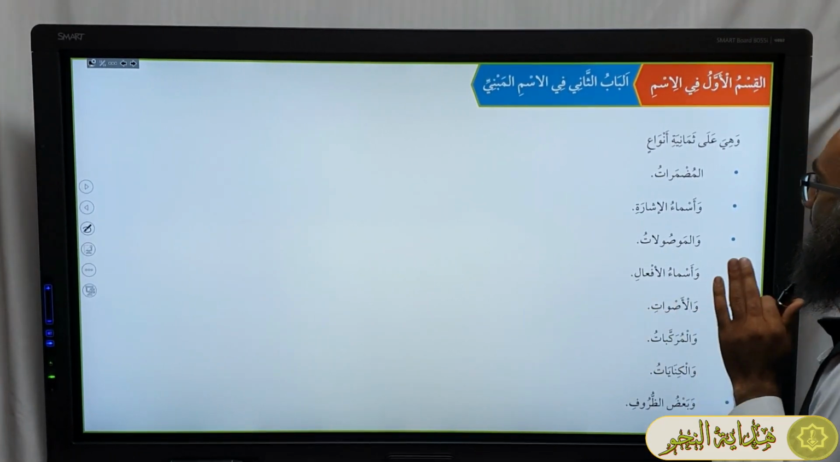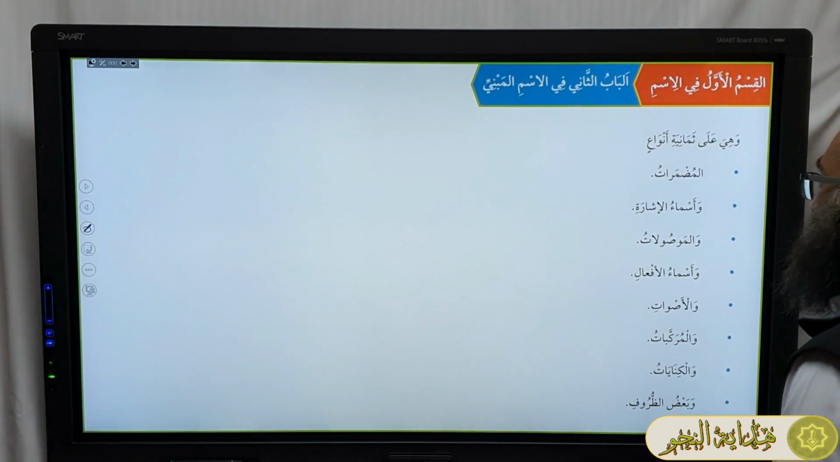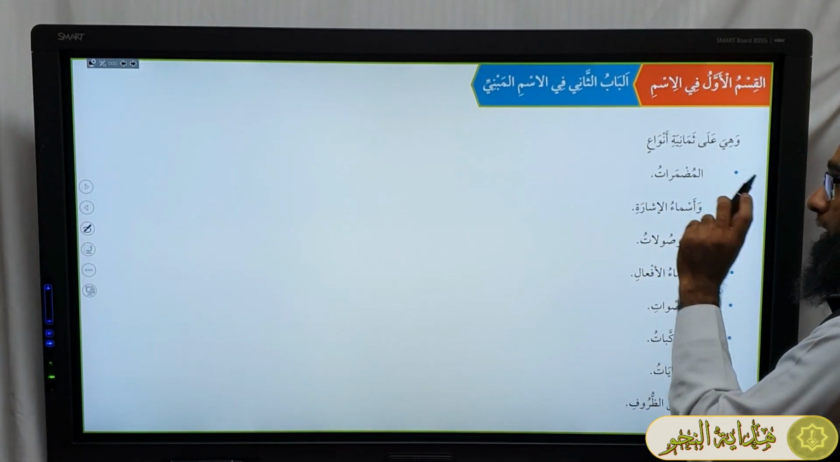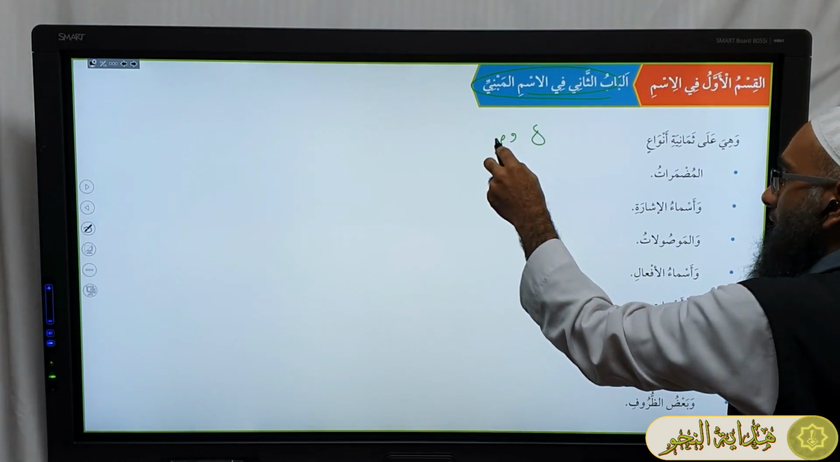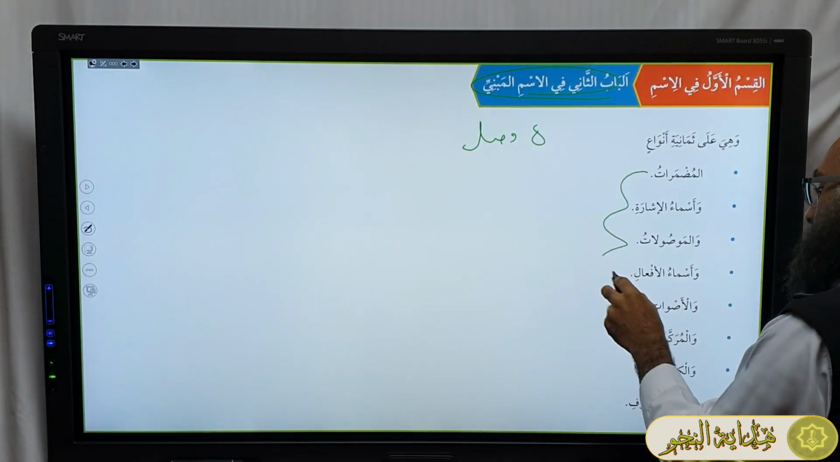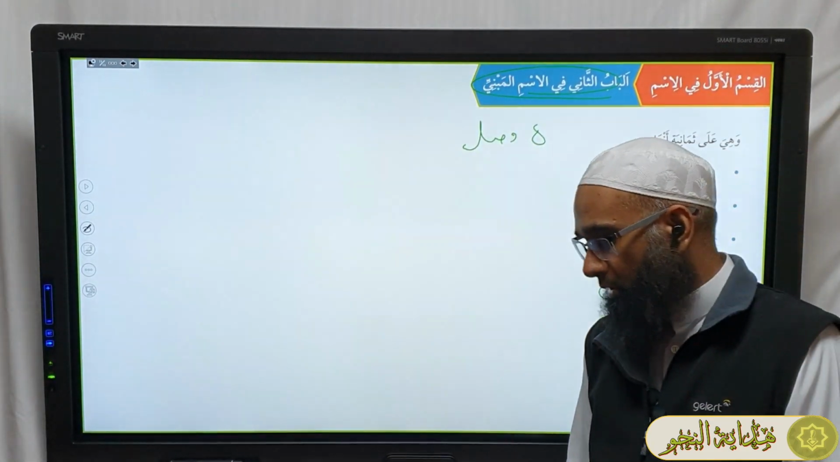Al-mawsulat, asma'ul af'al, al-aswat, al-murakkabat, and al-kinayat, and some zuruf. So these are 8 types of words which are mabni. Okay, and he discussed each one of them in 8 fasl. That's why the babu thani fil ism mabni will have 8 fasl, and each fasl will explain each one individually.